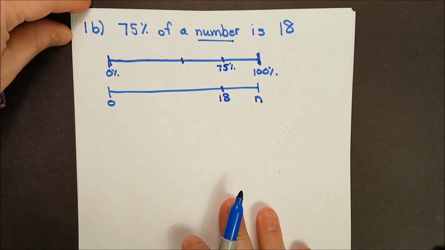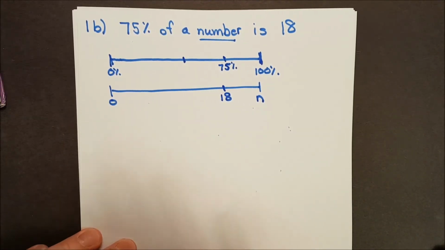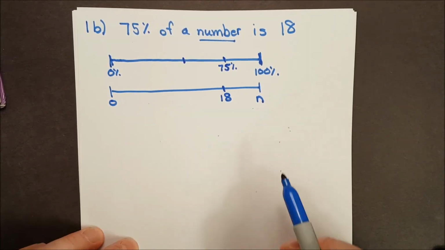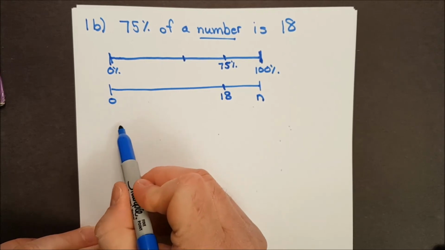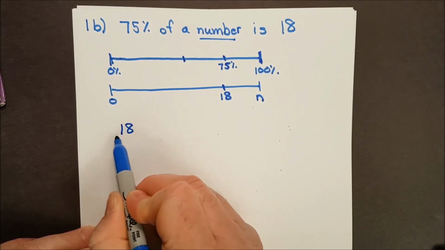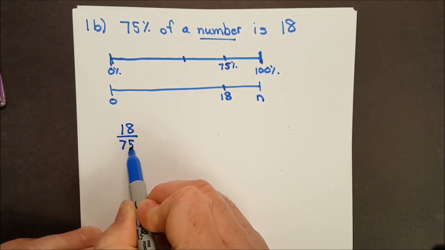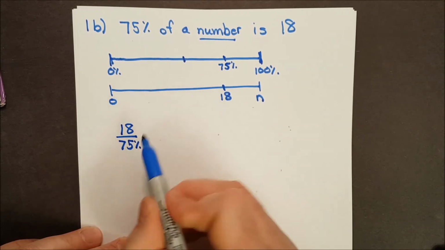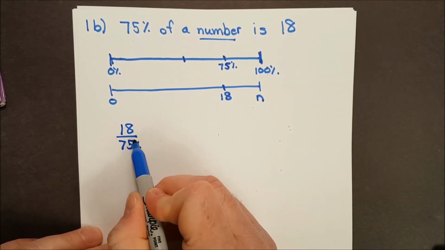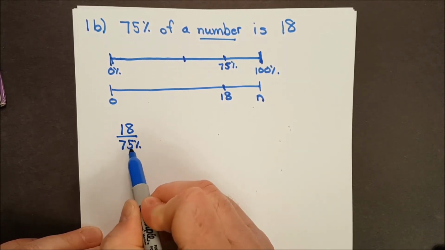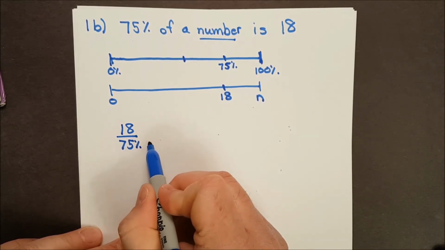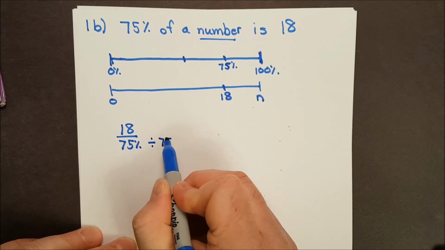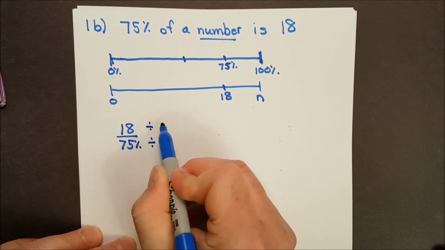Now, what we're going to do now, we're not going to use the balance model. We're going to go straight to figuring out how much is 1% worth. So if you have 18 that's worth 75%, we want to find out how much it is per 1%. So to find that out, we have to divide the bottom by 75 and divide the top by 75.